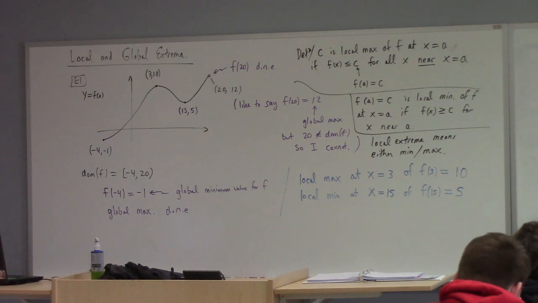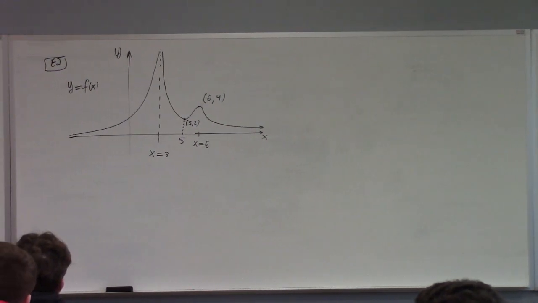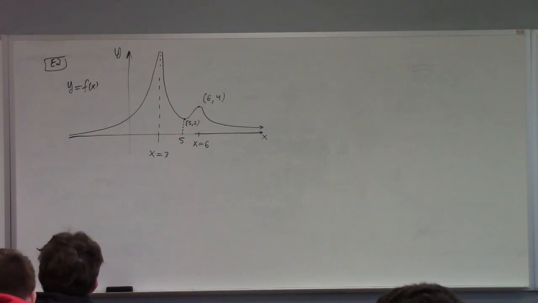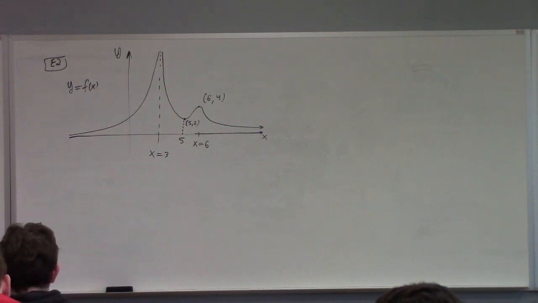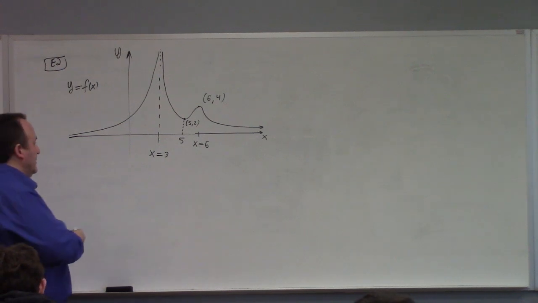A local maximum? Local maximum where? Local maximum is at 6, right? The value of that local maximum is 4, right? It has a local minimum of 2 at 5, right? It has neither a global maximum nor a global minimum, right?